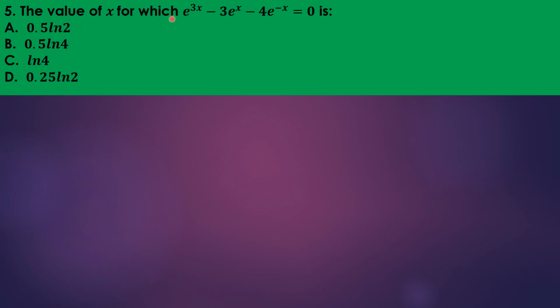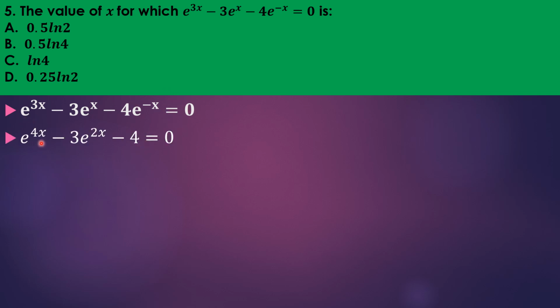The value of x for which this equals 0 is, all right, so again, that's just an equation, so we write that equation out. What we really want to do is realize that this exponent here is negative, so we multiply all through by e to the positive x. So we have e to the power 4x minus 3e to the 2x minus 4 equals 0. You can factorize, because you have e to the 4x here and e to the 2x here.